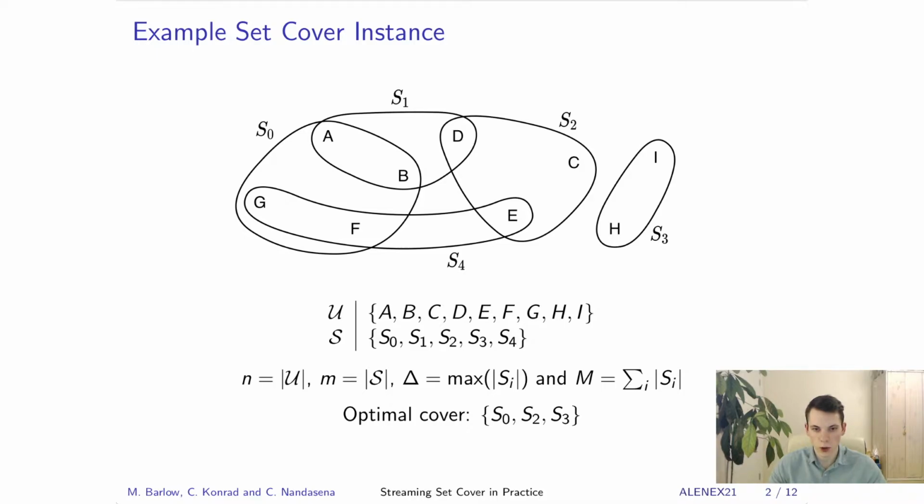In this example, the optimal cover is the set collection S0, S2, and S3, and you can see in the image that together these sets encompass all universe elements. So finding an optimal cover is NP-hard problem, and approximating below a threshold of ln n is also NP-hard.